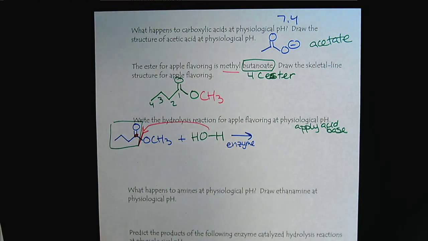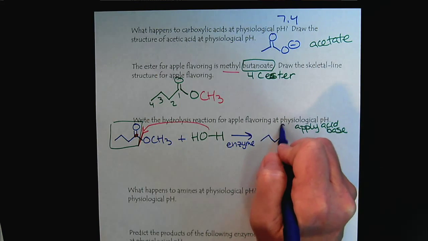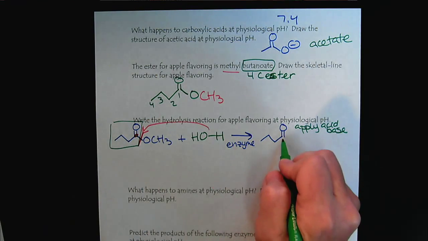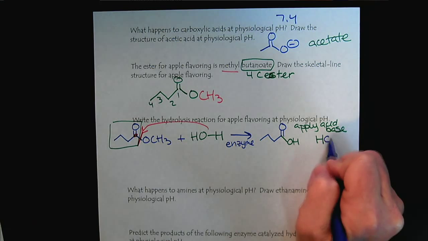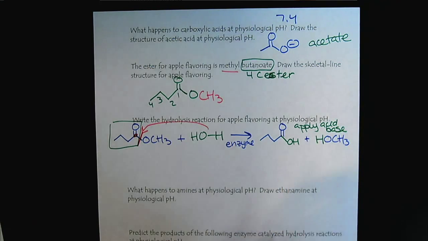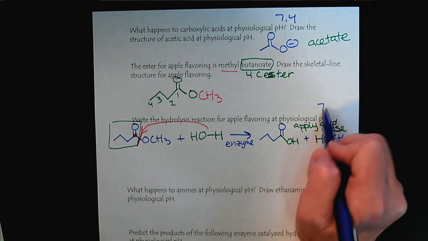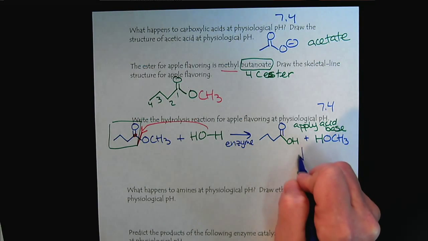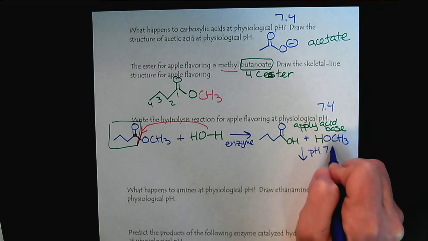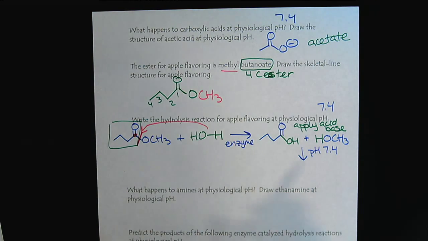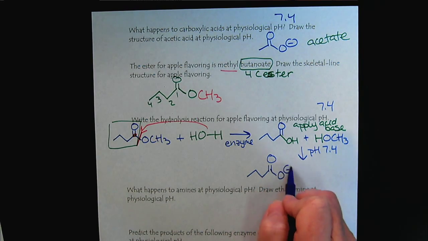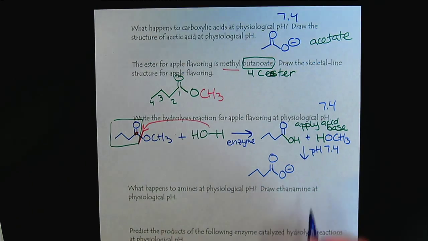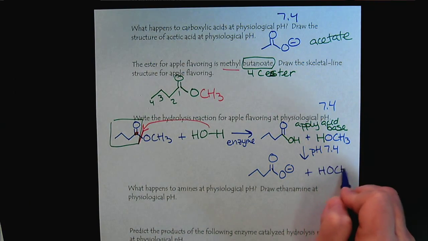So we write this out. We get the OH on our carbonyl group like we've learned, and then the other hydrogen goes with the alkoxy group, and we have our products. However, if this is happening at pH 7.4, now we need to show the acid-base chemistry. What we've learned about carboxylic acids is that they will be deprotonated at physiological pH, but the alcohols remain neutral.